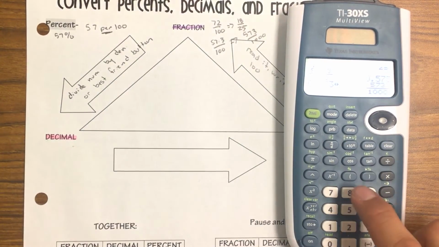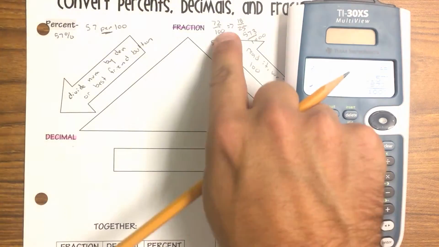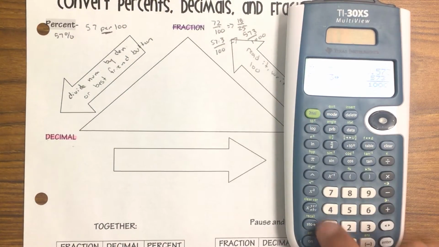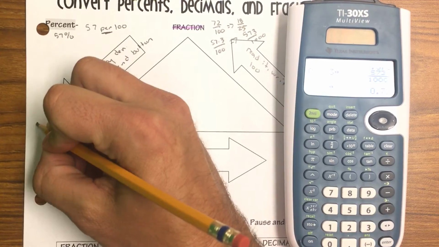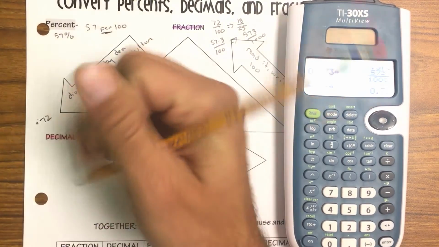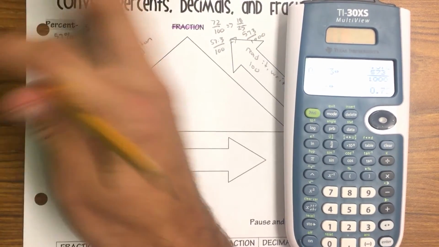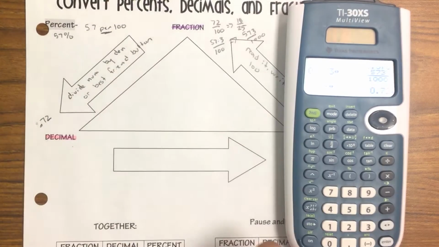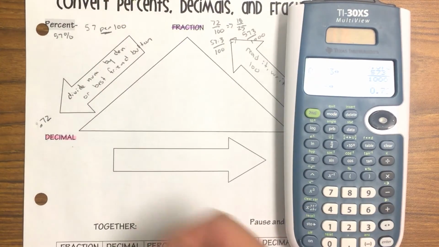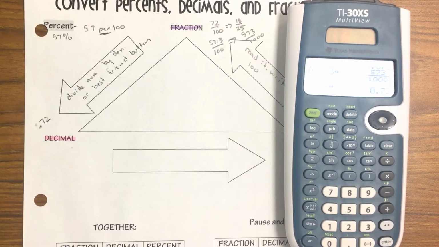So I need to write, let's take this 72 over 100, and I can hit my best friend button, and I want to turn that into a decimal. So that becomes 0.72. Oops, we put our point in a funny spot. That becomes 0.72.